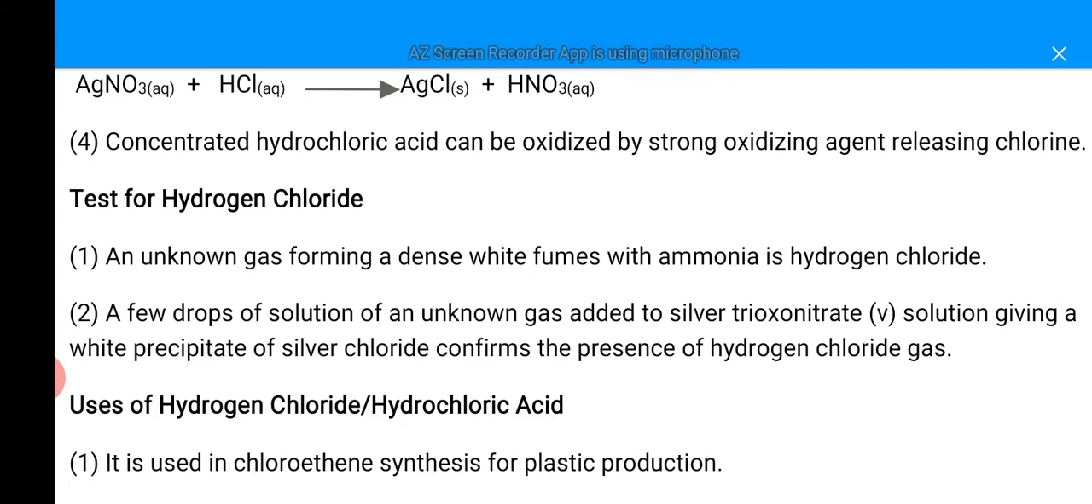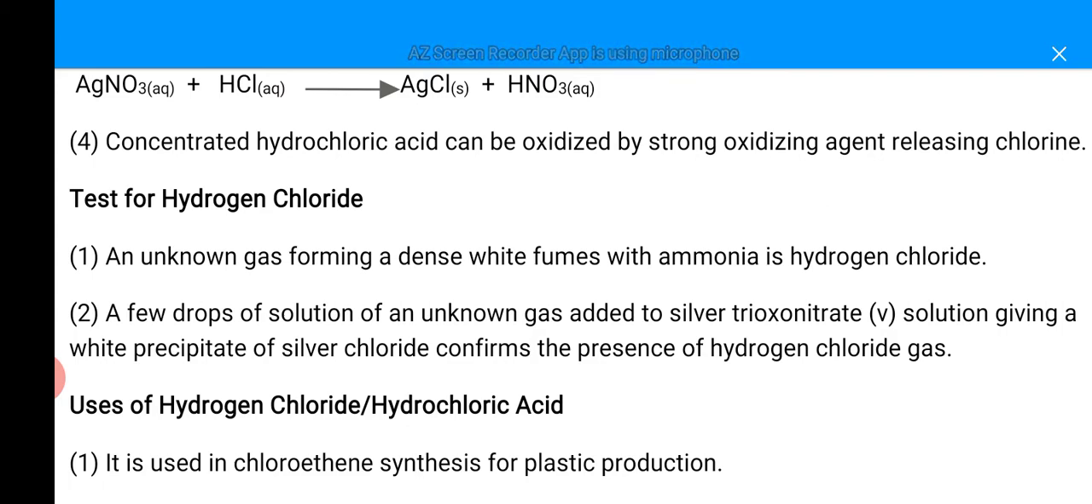But if you want to actually confirm this, you can use two basic tests, with ammonia or with silver trioxonitrate(V). If it is with ammonia, as we have here in number 1, you place a glass rod already dipped in ammonia solution at the mouth of a gas jar containing the unknown gas. Now, if the gas is hydrogen chloride, you are going to have dense white fumes composed of suspended particles of ammonium chloride being produced. That is using ammonia to test for the unknown gas.